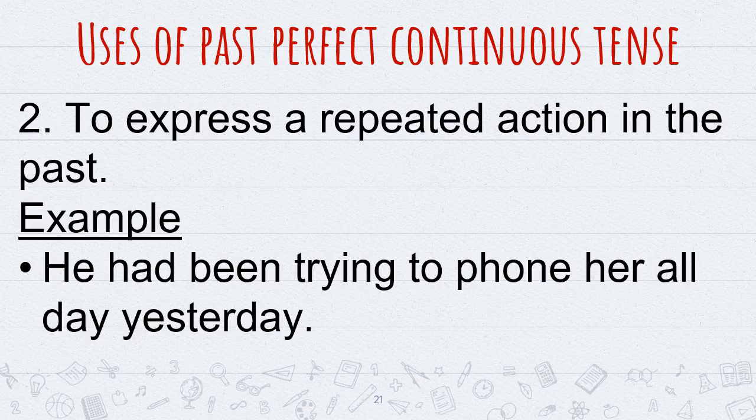The next use of past perfect continuous tense is this tense is used to express a repeated action in the past. For example, he had been trying to phone her all day yesterday.